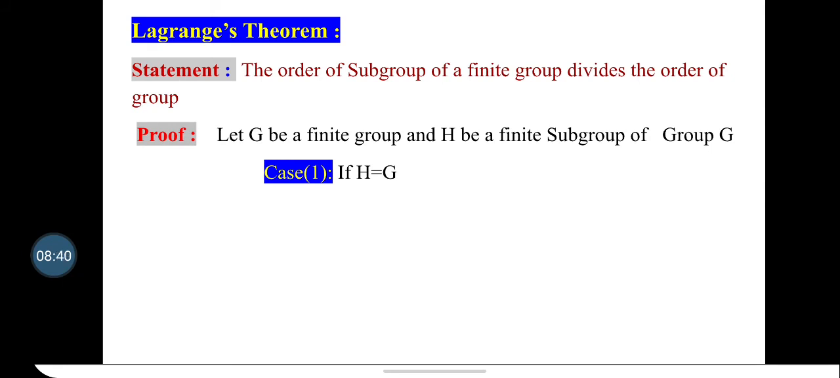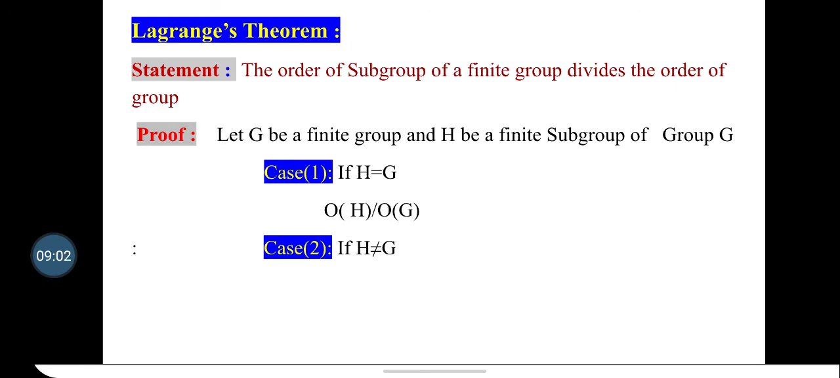So here, the first case: if H is equal to G, so the subgroup is the same as the group G, then obviously the order of H divides the order of G. If the number of elements in the group and subgroup are the same, 4 divides 4, 6 divides 6, like that, the order of H divides the order of G. So there is nothing to prove in this case.